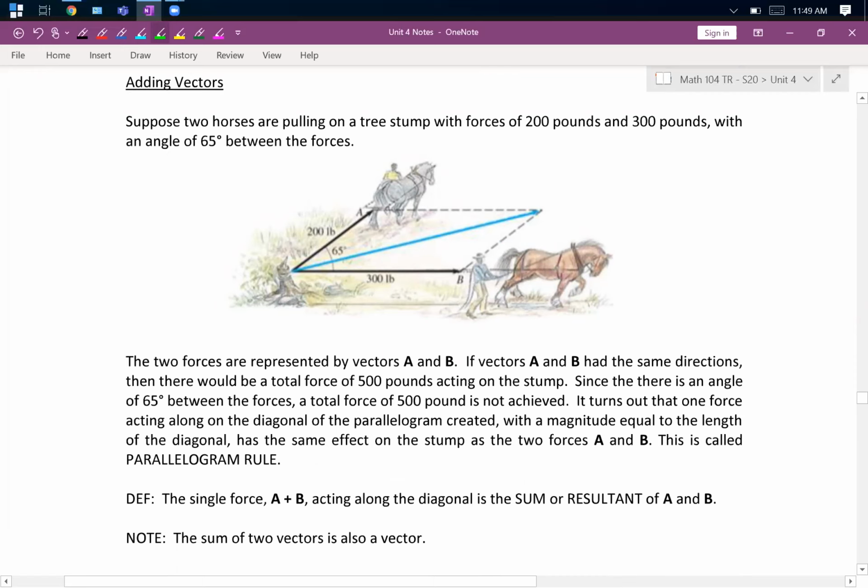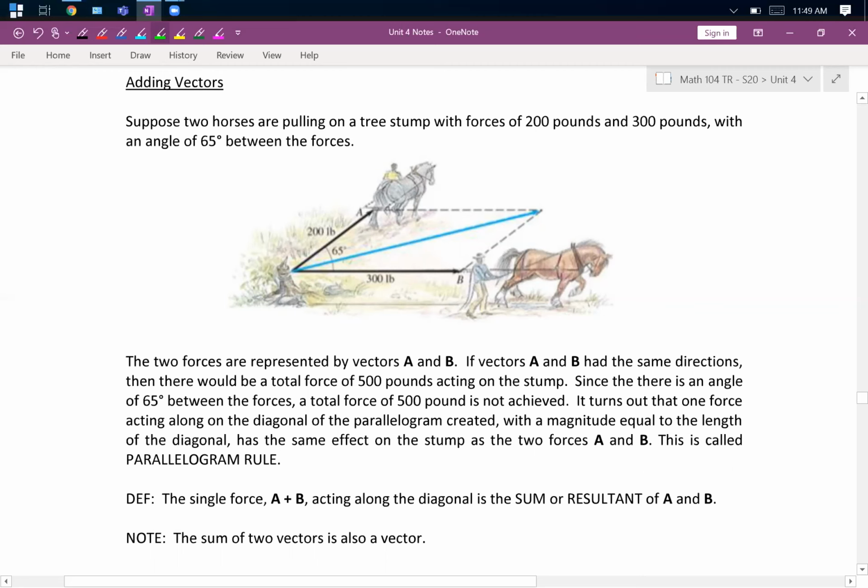If vectors A and B had the exact same directions, then there would be a total force of 500 pounds acting on the stump. We just add up the 2 vectors. But since there is an angle of 65 degrees between the 2 forces, that total force of 500 pounds is not achieved. See, the two horses are kind of fighting each other a little bit because they're not pulling in exactly the same direction. A little bit of it is counterproductive because they're pulling against each other.